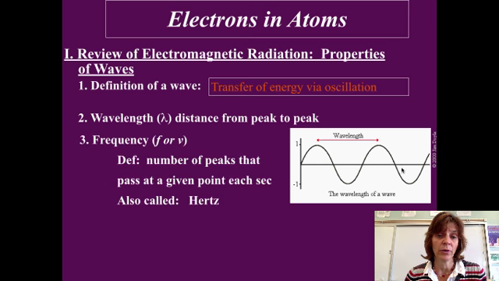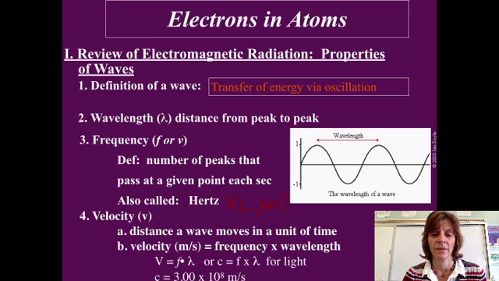Frequency is another important variable, and it is the number of peaks that pass a given point each second. So it depends on the speed. Its unit is hertz, which you will see symbolized as Hz, or you can see it as seconds to the -1, because it's cycles per second, and you don't really use the cycles part of the unit.